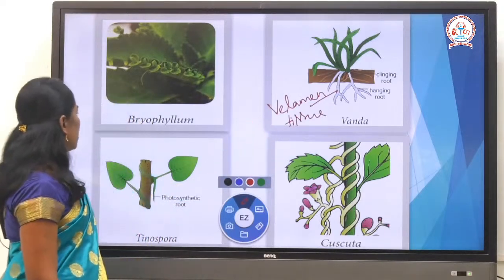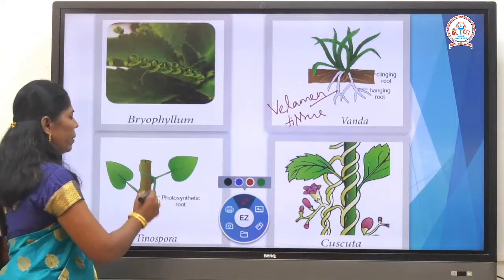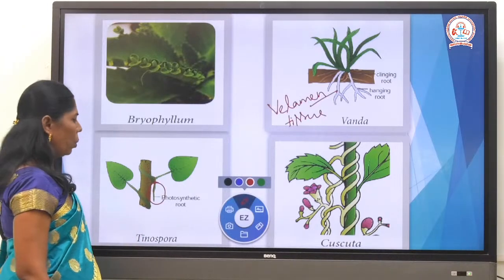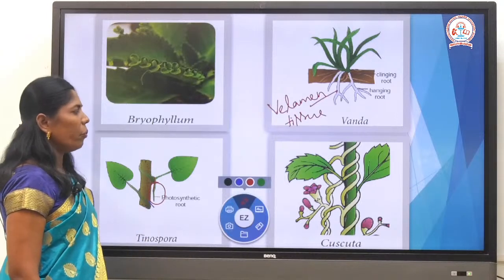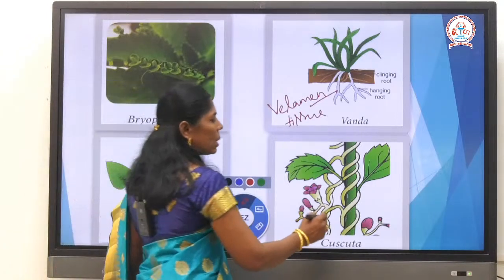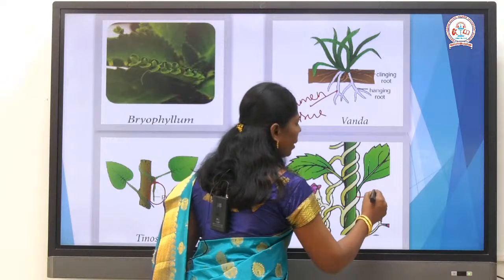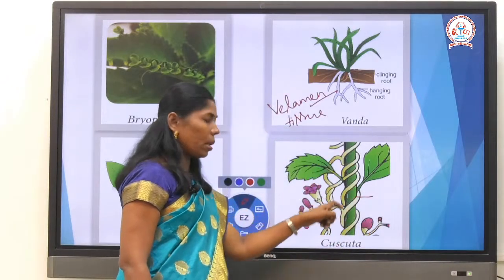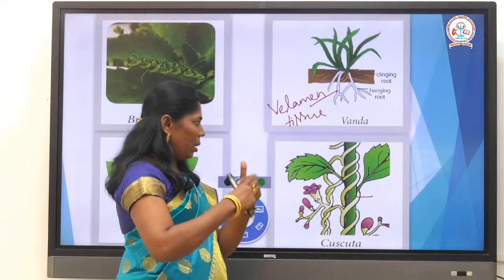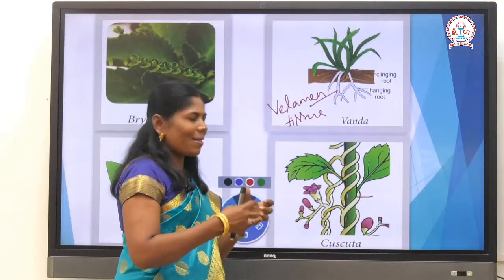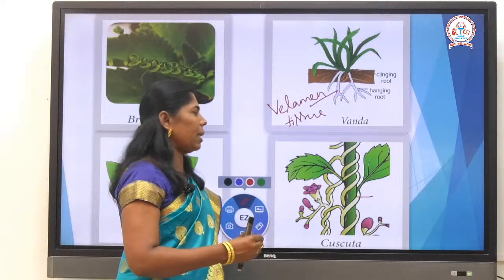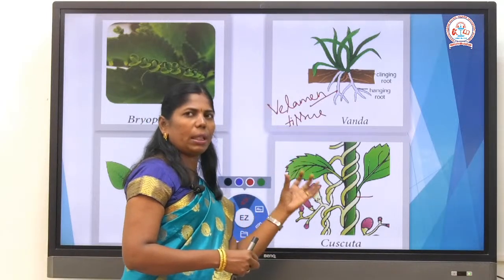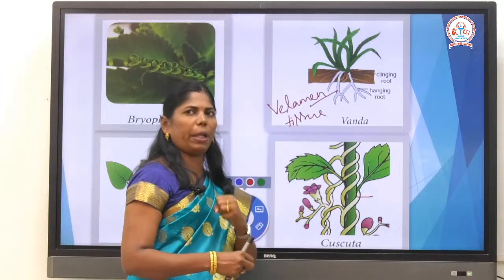Okay. So next one is your photosynthetic root. Yesterday we studied this, your photosynthetic root. Okay, because of the presence of chlorophyll, it carries out the function of photosynthesis. And this is Cuscuta. Cuscuta, this is a total parasite. Okay, so this is Haustoria. Actually, these roots are haustoria, which coil around the host plant and suck the food material directly from the xylem and phloem. Host oda xylathilum phloemathil irundhu food ayum water ayum அப்படியே suck பண்ணிக்கும்.